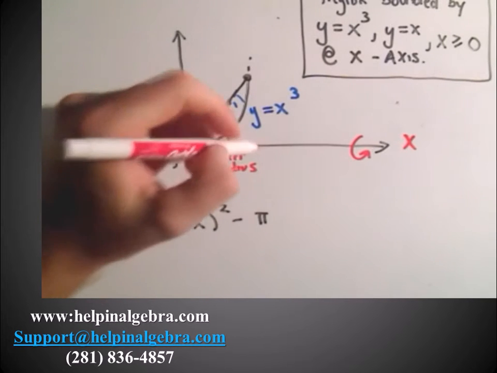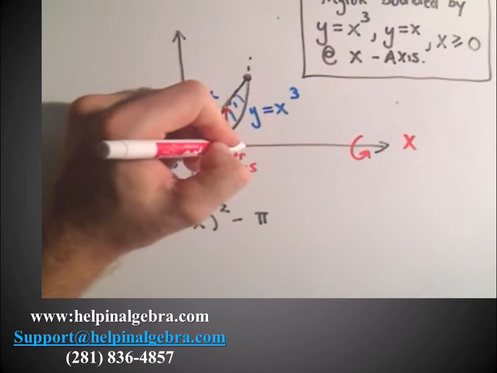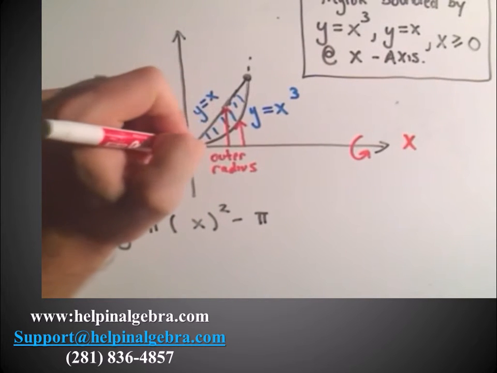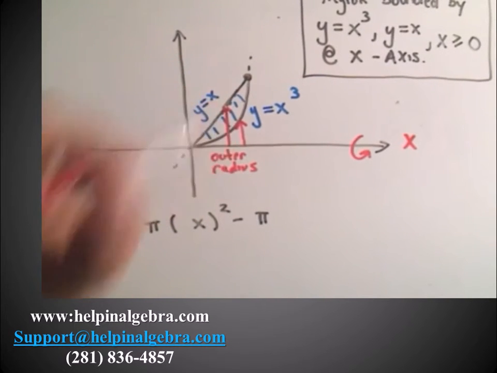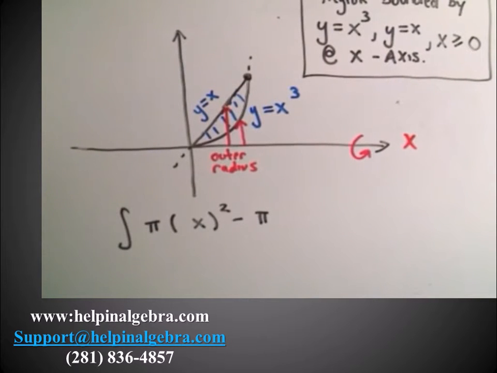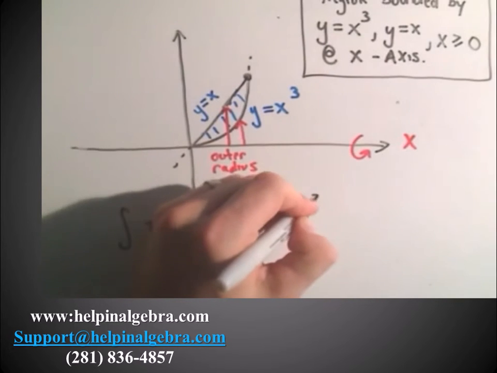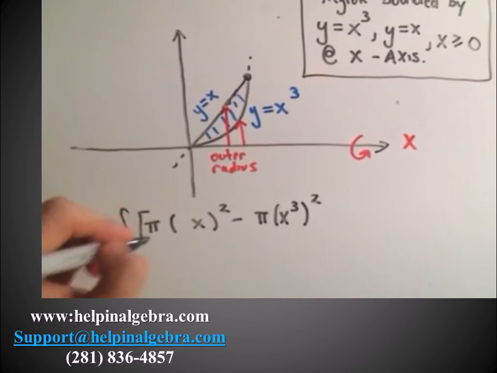Well, again, I do the same thing. I start at the line I'm rotating about, and I draw it until it just touches the region. And then, in this case, I think, well, what curve is it hitting? The curve that it's hitting in this case is x cubed. But again, I have to square that.